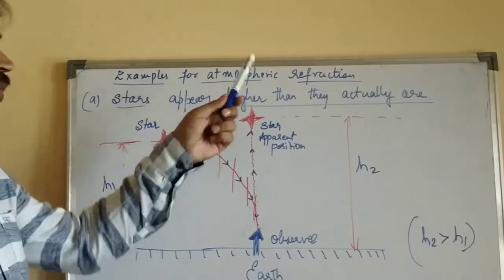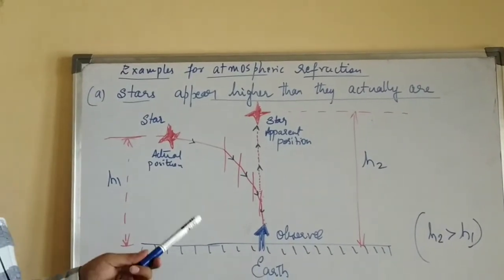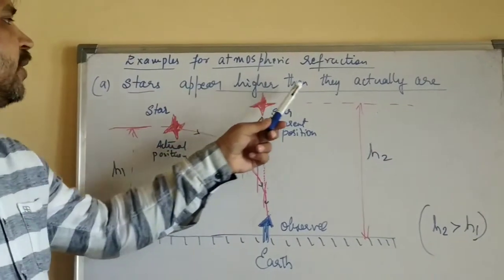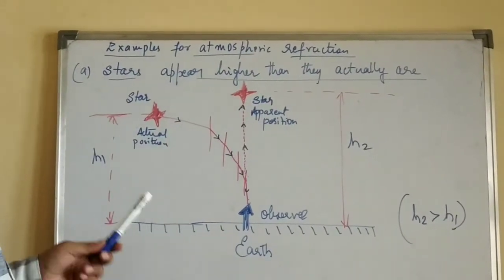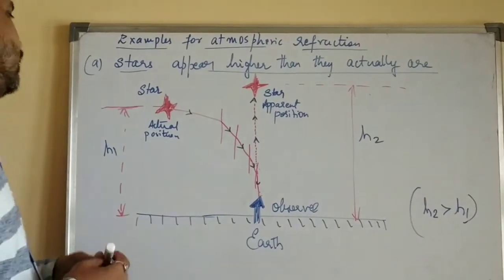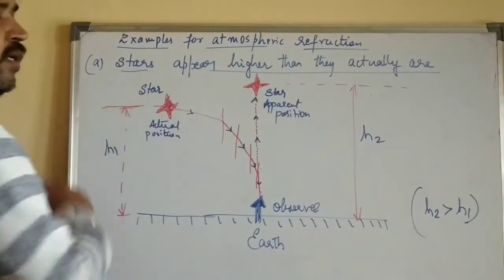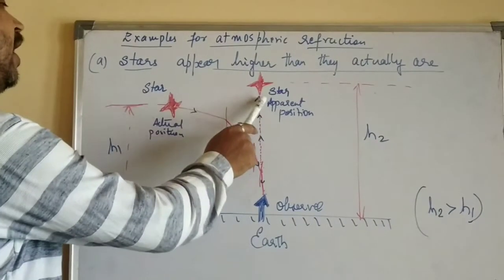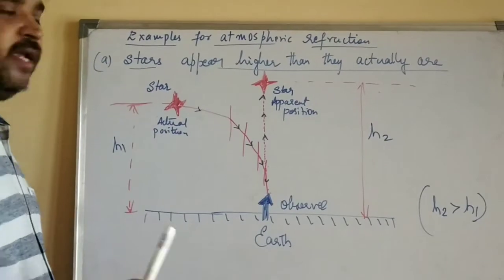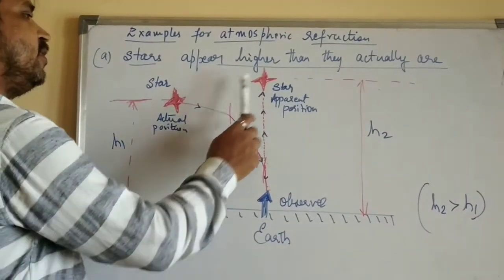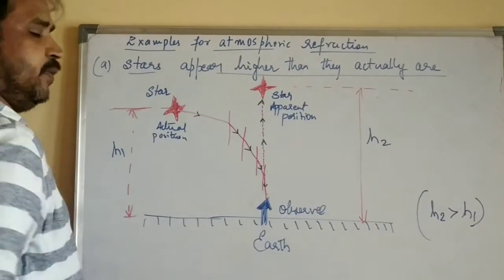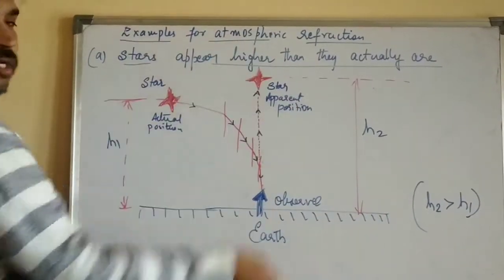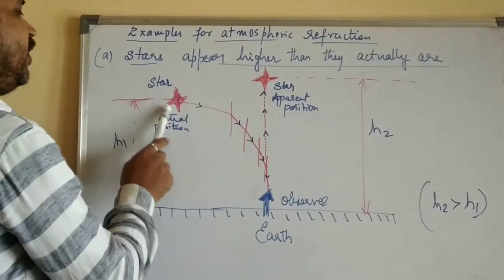Let us see the examples for the atmospheric refraction. Now, you can see here, the stars appear higher than they actually are. Right? Now, you can see here, students, this is the actual position of the star, and this is the apparent position of the star, which means the star which is seen apparently from the surface of the earth appears to be at a higher position. Actually, the star is situated here.